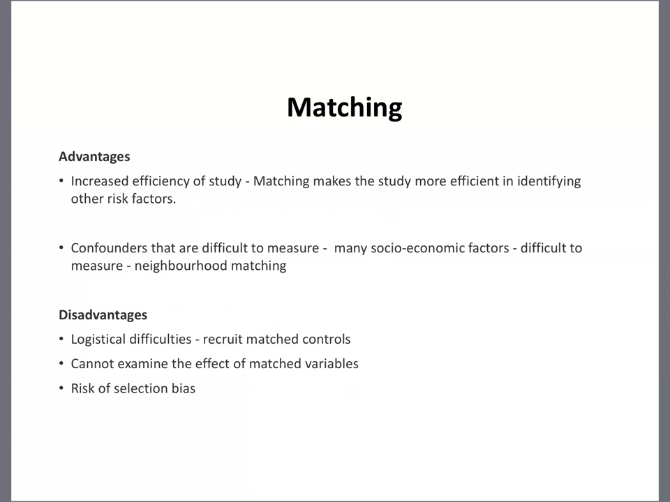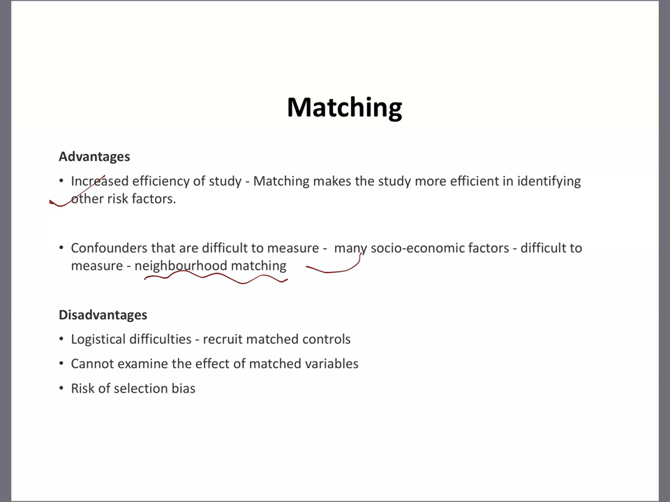So what are the advantages of matching? Actually, what matching does is it increases the efficiency of the study, or the power of the study, to detect the effect if it exists in the study. And confounders that are difficult to measure. So many a time there are many confounders, and sometimes some of them are difficult to measure. You can just have a neighborhood matching and say that we have matched for environmental factors or socioeconomic factors.